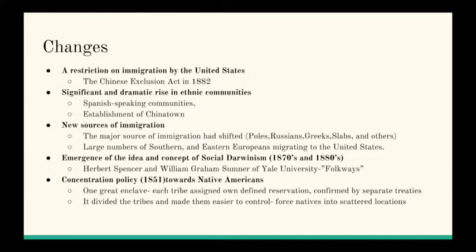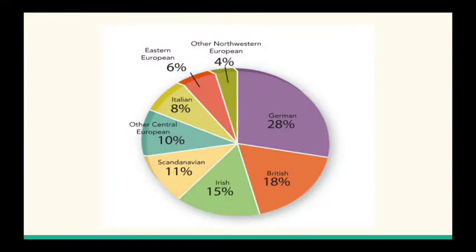Another change was a new source of immigration. In the 1870s and 1880s, most of the immigrants who came to the eastern industrial cities came from the nation's traditional sources, England, Ireland, and Northern Europe. By the end of the century, however, the major source of immigration had shifted, with large numbers of Southern and Eastern Europeans migrating to the United States.